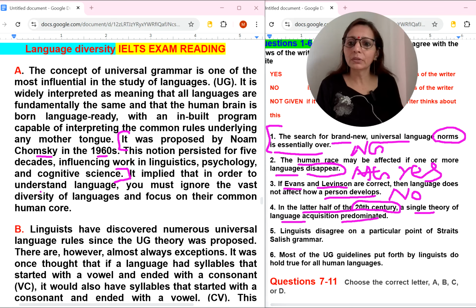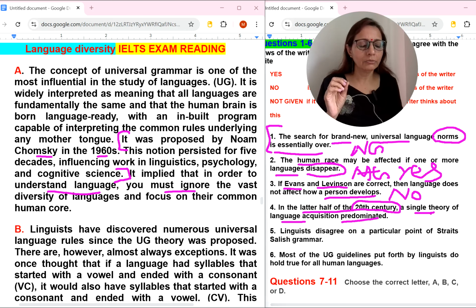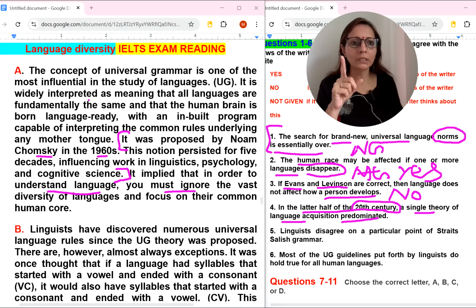It implied that in order to understand language, you must ignore the vast diversity. In the later half, a single theory. What are they talking about, single theory? In the first lines, they were talking about the concept of universal language, one of the most influential in the study of languages. It was widely interpreted as meaning of all languages as all. So they are talking about one language theory. It was predominated in 1960s and all. So this is perfectly matching.